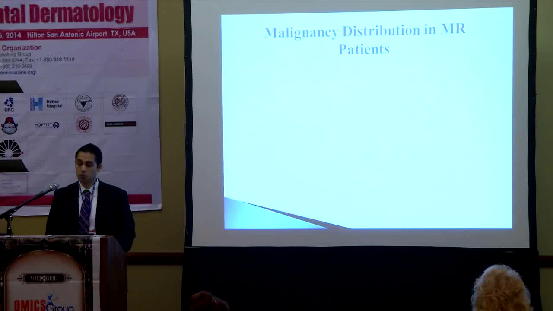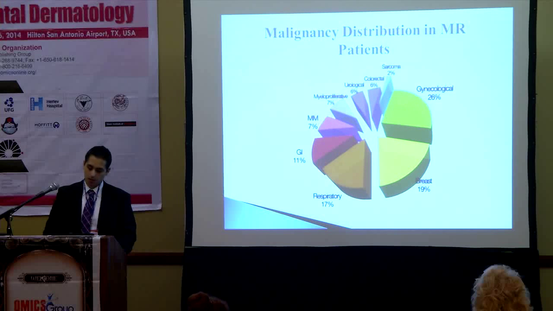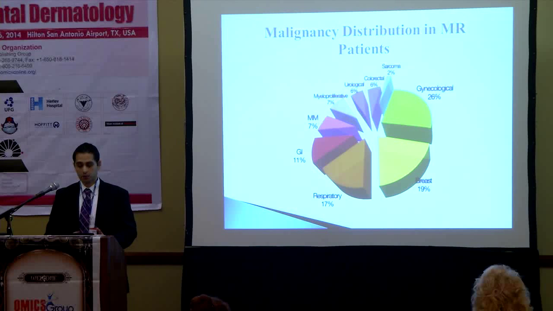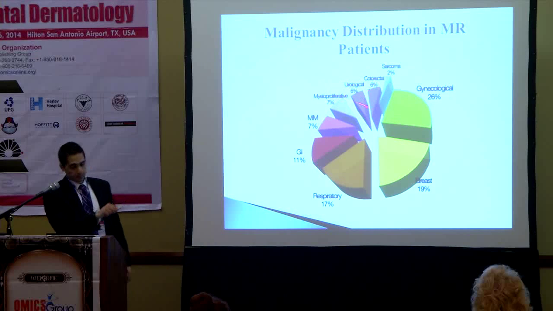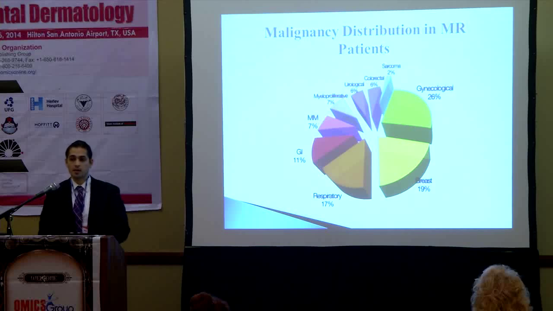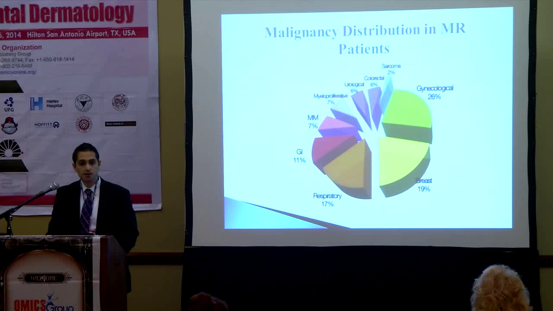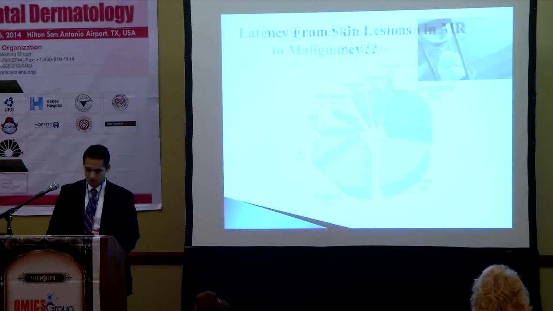In terms of the distribution of malignancies in MR, again, a wide range of malignancies are associated, with gynecological, breast, respiratory, and GI being the most common types of malignancies. But you can see that urological is mentioned here. However, there has not been any report of prostate cancer ever in association with MR. And I will talk about its significance later in this talk.